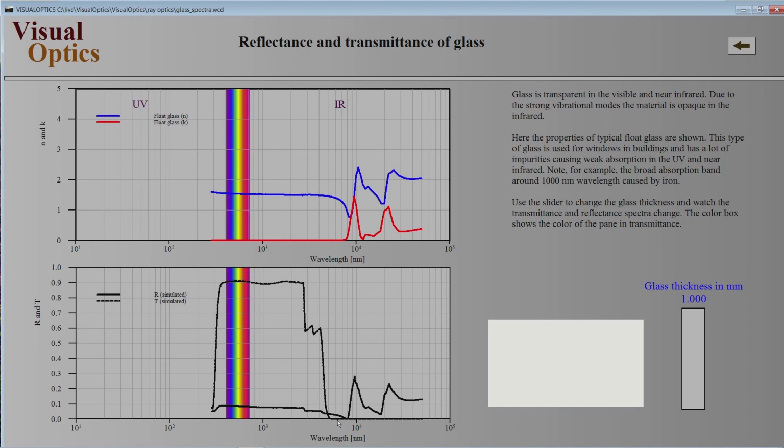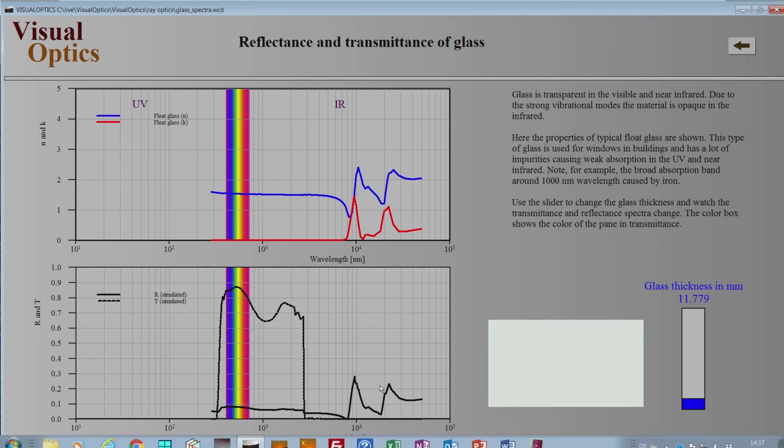And in the mid infrared, where we have these vibrational modes, the transmission is zero, and the reflectance is, on the average, maybe 20% or 15%. And there are clear structures related to the vibrational modes, clear reflectance features, which are characteristic for glass. So let's now go to larger thickness values. Let's go to 10 millimeter glass.